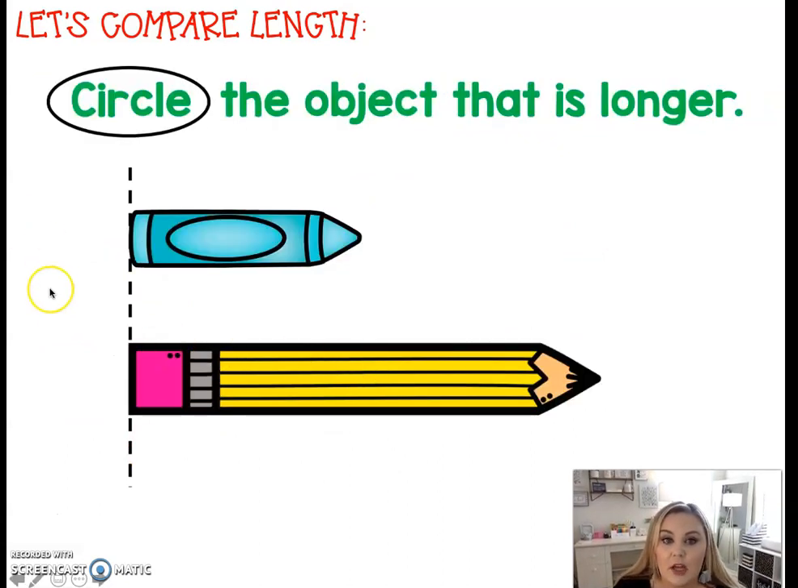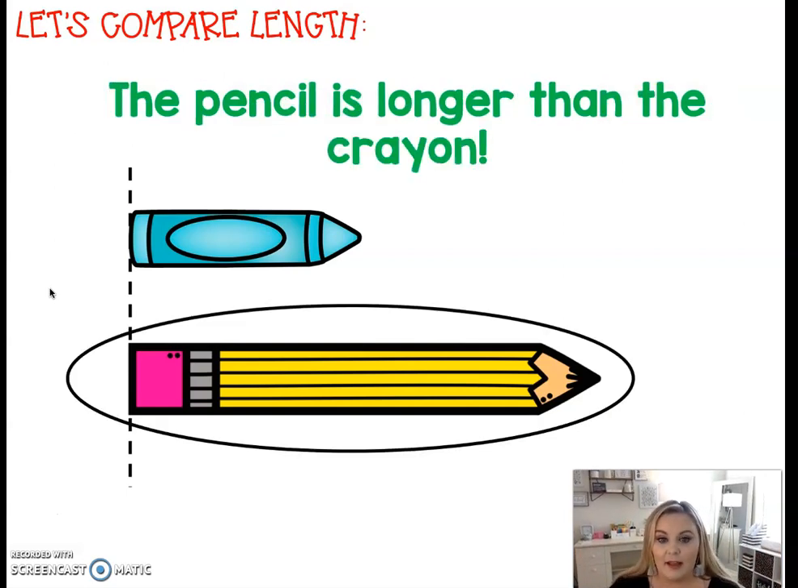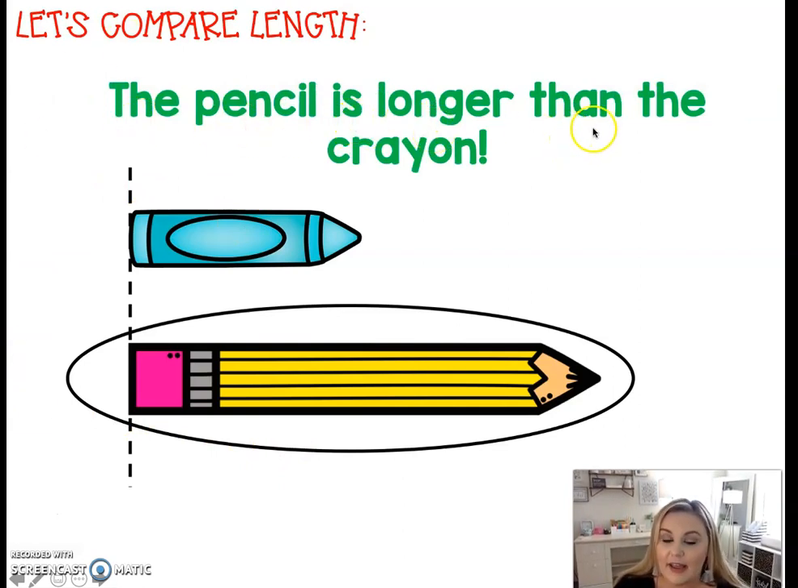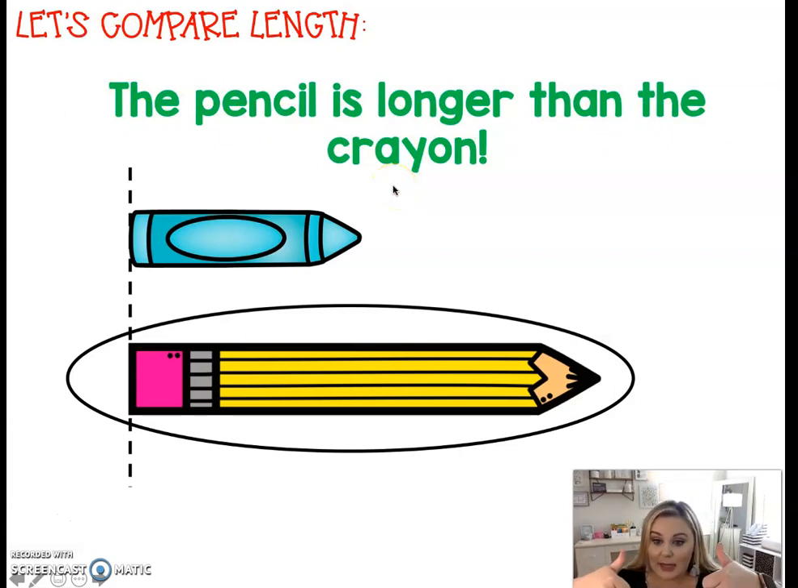Okay, here's your next one. Circle the object that is longer. So I want you to put an air circle around the object that is longer. Did you circle it? Which one was it? Were you right? The pencil is longer than the crayon. 2 thumbs up if you agree that you can tell that the pencil is longer than the crayon. See how much longer the pencil is? Very nice job.